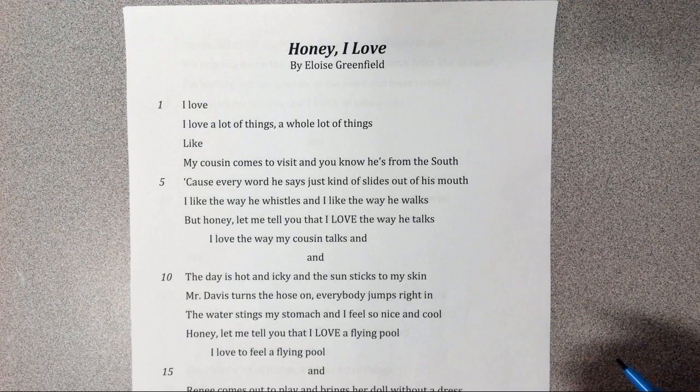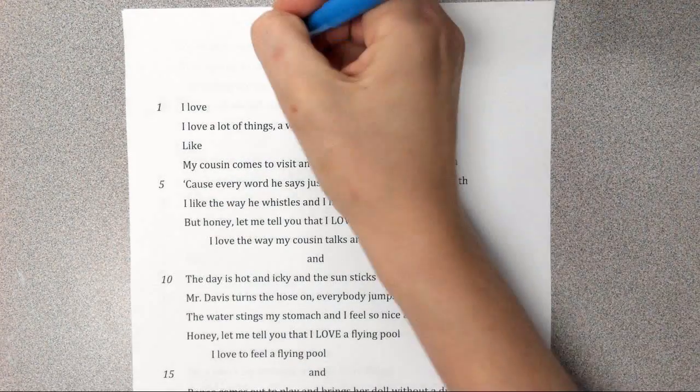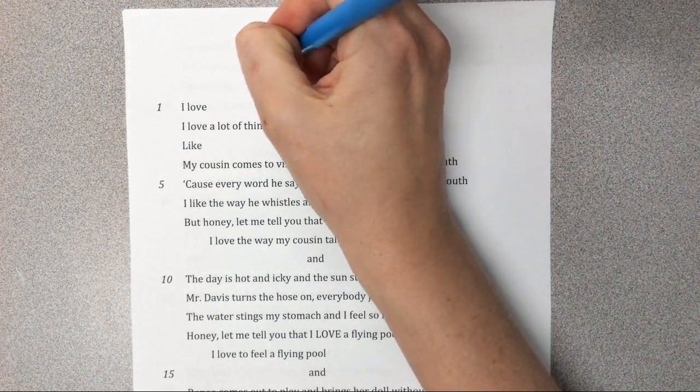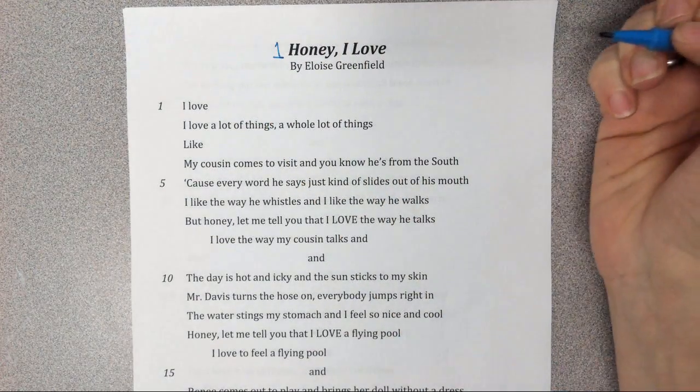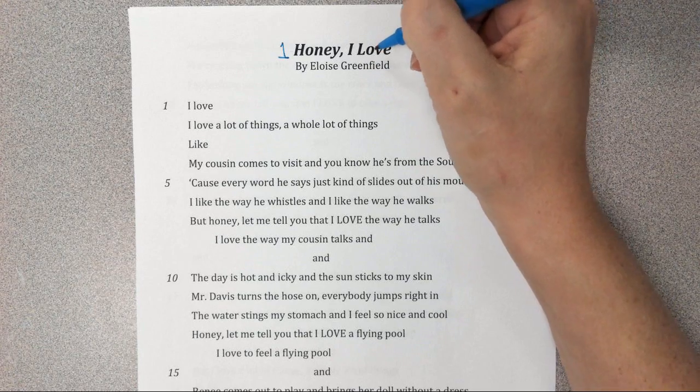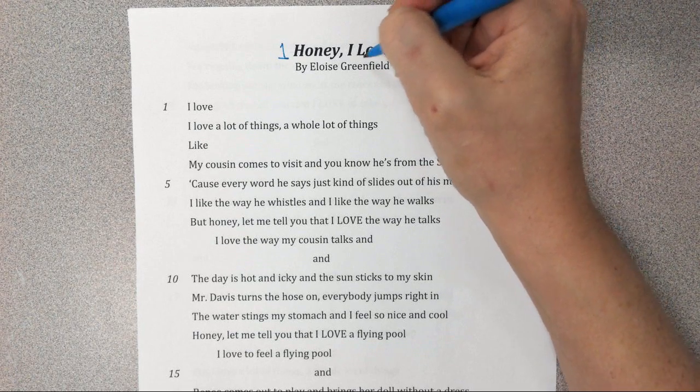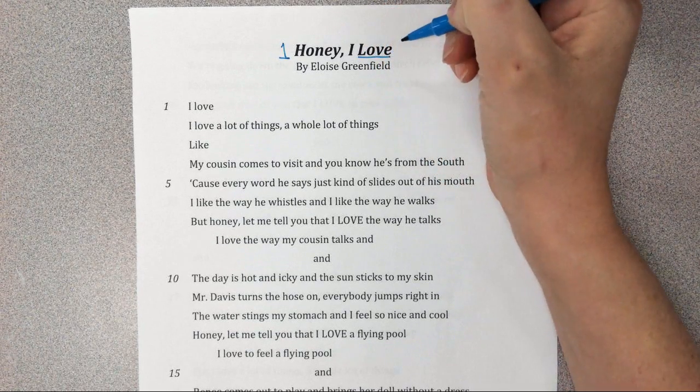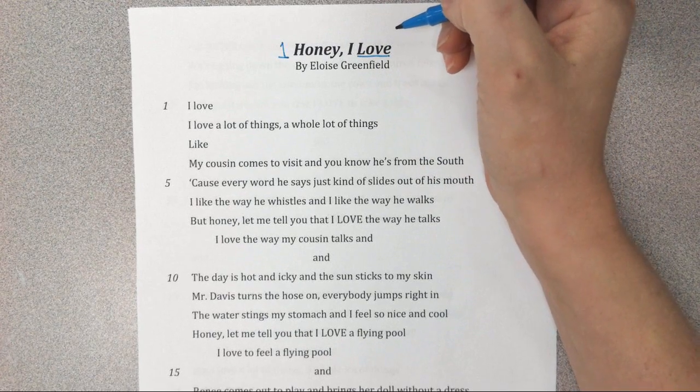The first step is you have to look for clue words in the title that might help suggest what the main idea is about. So I'm going to put a step 1 next to the title. We always look at it and say, okay, the words are Honey I Love. Well, I'm assuming that Eloise is talking about things that she loves, so I'm going to underline that as my step 1. I've analyzed the title now.